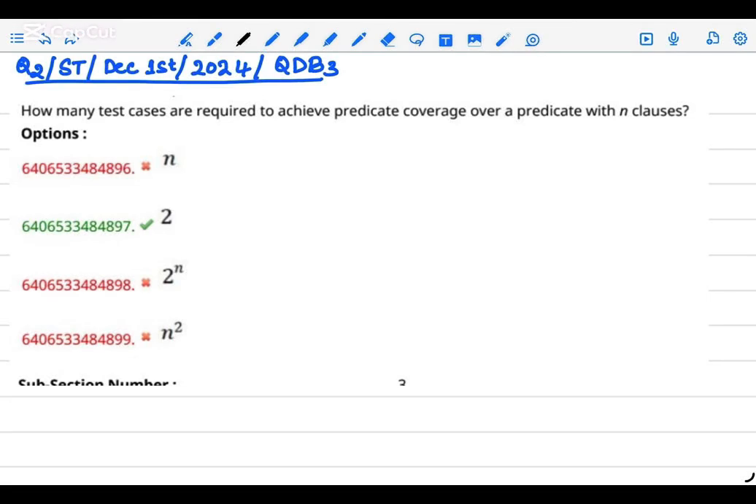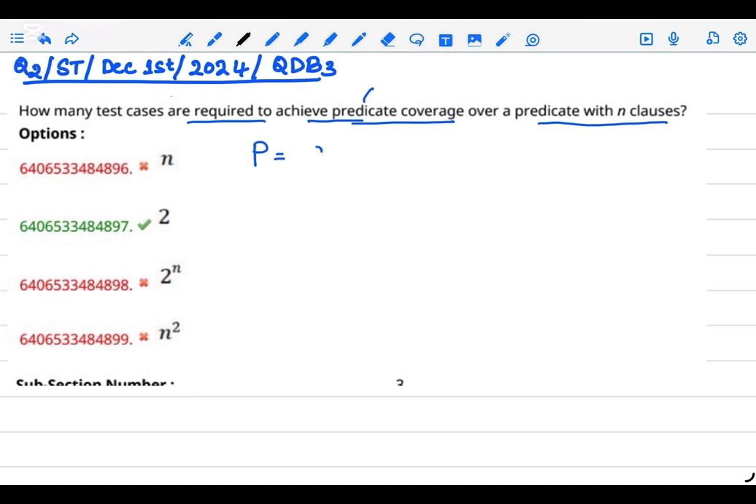So friends, this question is from the Quiz 2 ST 2024 December 1st QDB3 question paper. How many test cases are required to achieve predicate coverage over a predicate with n clauses? So what is the predicate? A or B and C.